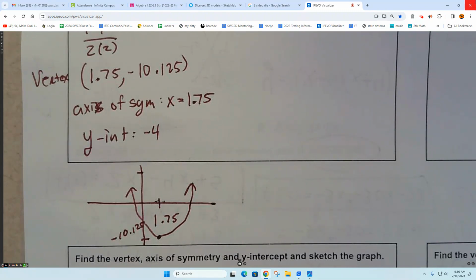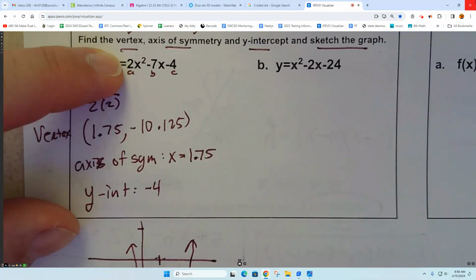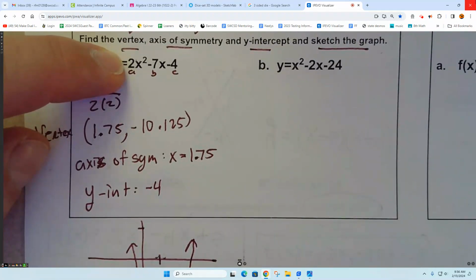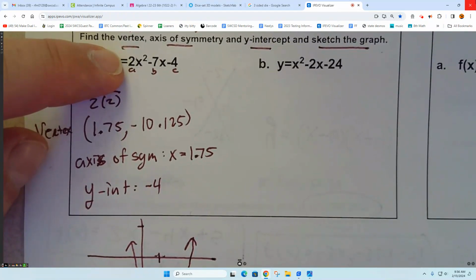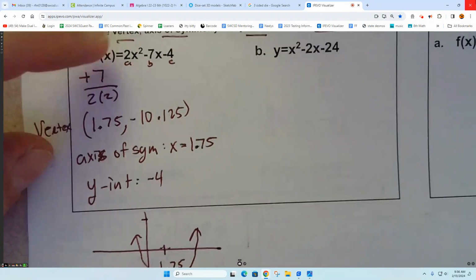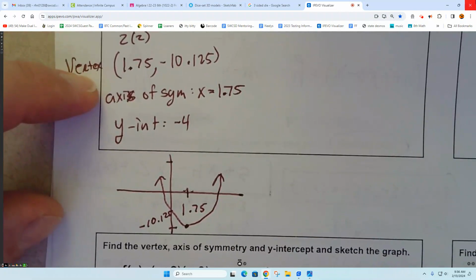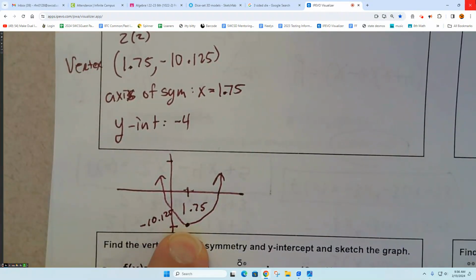Wait, Mr. McConnell, so the 2x squared shows that if the A is positive, then it's going to be like a U. Yep, it's smiling. And the negative 7x just shows how much it goes over. The vertex tells us where the bottom point is, or the top point.